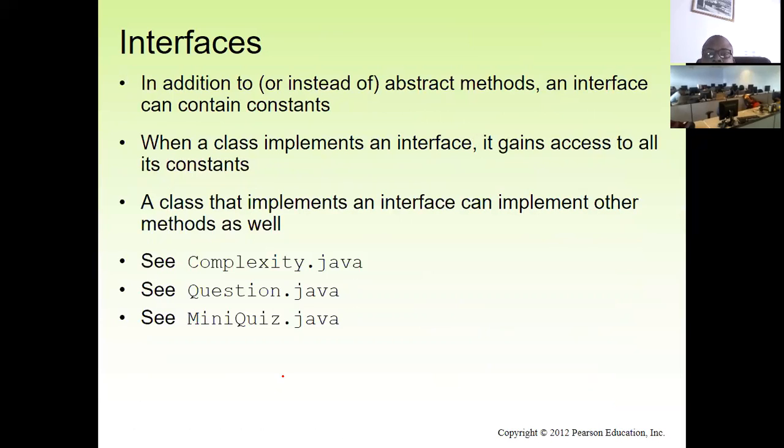Now, in addition to abstract methods, an interface can contain constants, which now means that when a class implements an interface, it gains access to all its constants. Remember, we say it cannot have instance variables, because instance variables change with every instantiation of the object, and you cannot instantiate an interface. Okay?